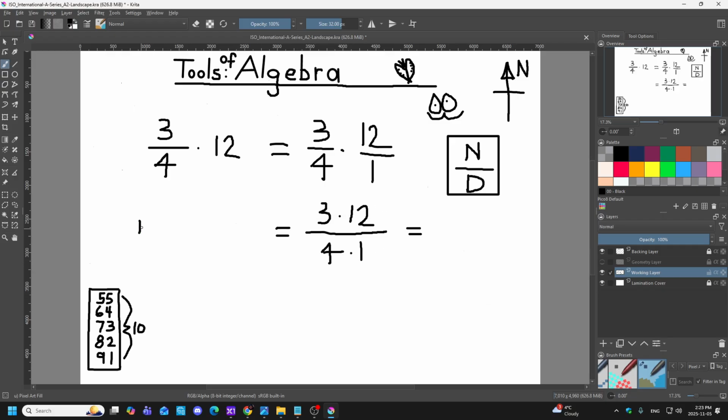So I could work out the problem long form. 3 times 2 is 6. 3 times 1 is 3.